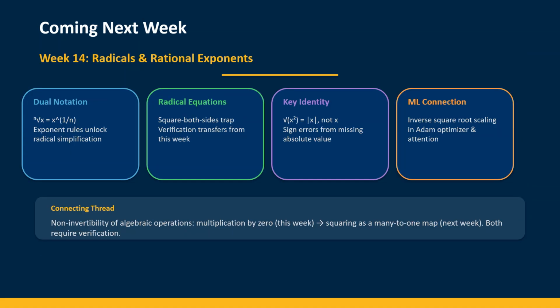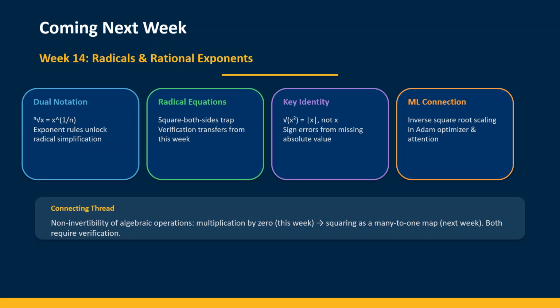Next week's lesson introduces radicals and rational exponents, completing the algebraic toolkit for expressions involving roots and fractional powers. The key content areas are as follows. First, students will learn the dual notation. The nth root of x is equivalent to x raised to the power 1 over n. This notational equivalence is not merely cosmetic. It enables the application of exponent rules to radical expressions, substantially simplifying algebraic manipulation.